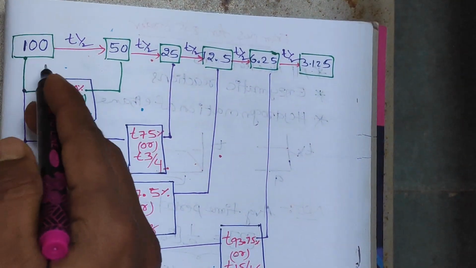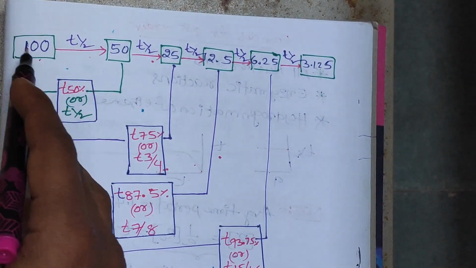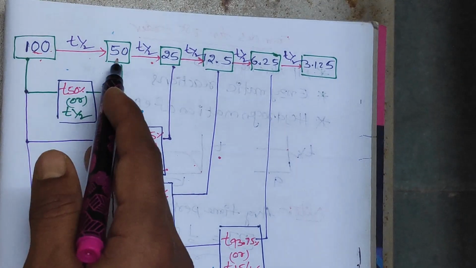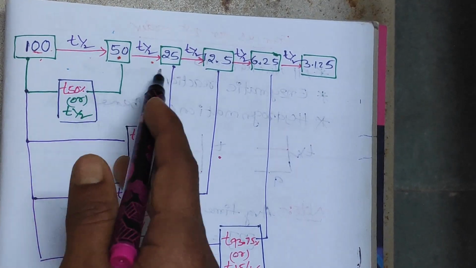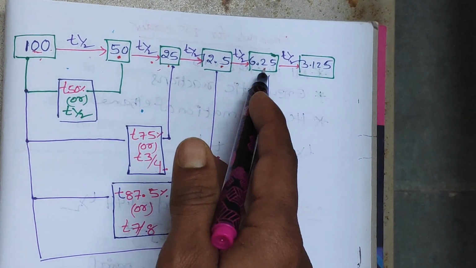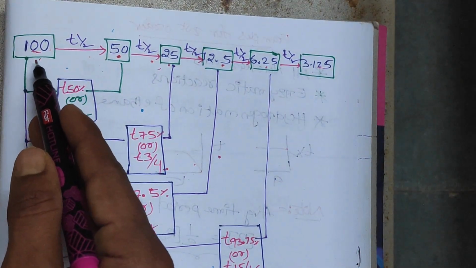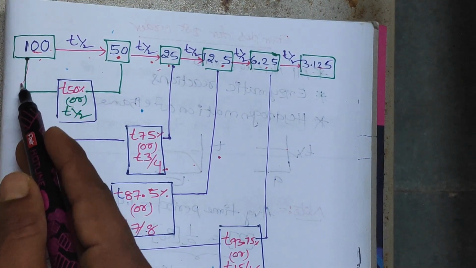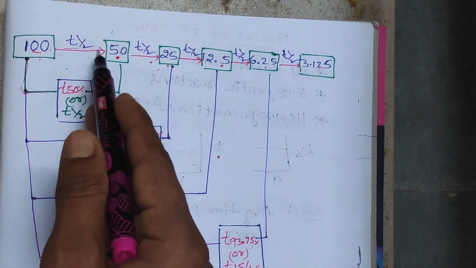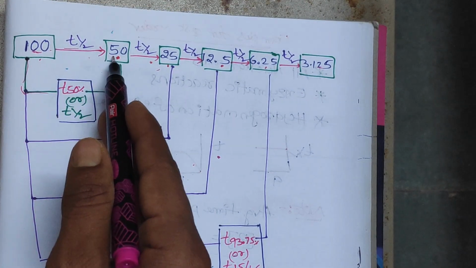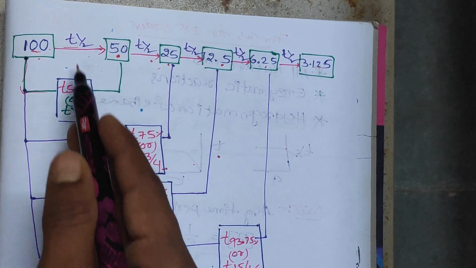We go for one example. 100 concentration changes to 50 concentration, then to 25, next to 12.5, 6.25, 3.125. So I am giving a diagram like this. From here to here, what happens? t half is taken, which means half the concentration is done. It means 50% is completed.